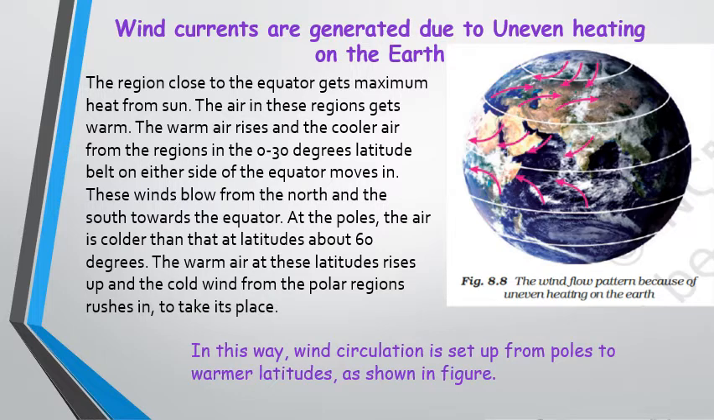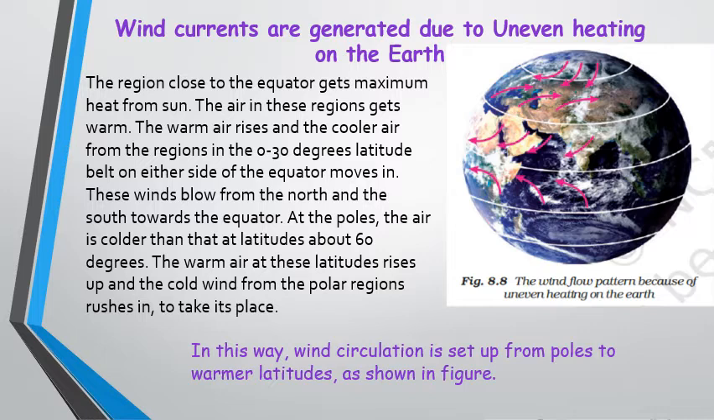So why are these wind currents generated? These are generated due to uneven heating of the earth. The region close to the equator gets maximum heat from the sun. The air in these regions gets warm. The warm air rises and the cooler air from the region in the 0 to 30 degree latitude belt on either side of the equator moves in. These winds blow from north to south towards the equator.